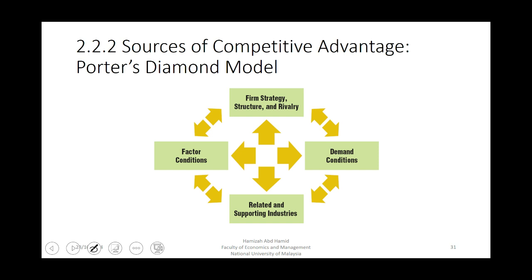This will also explain how an industry becomes competitive. So sources of competitive advantage can be explained by Porter's diamond model. So it is an interaction between a firm's strategy, structure and rivalry, the demand conditions, related and supported industries and factor conditions. So they interact with each other.